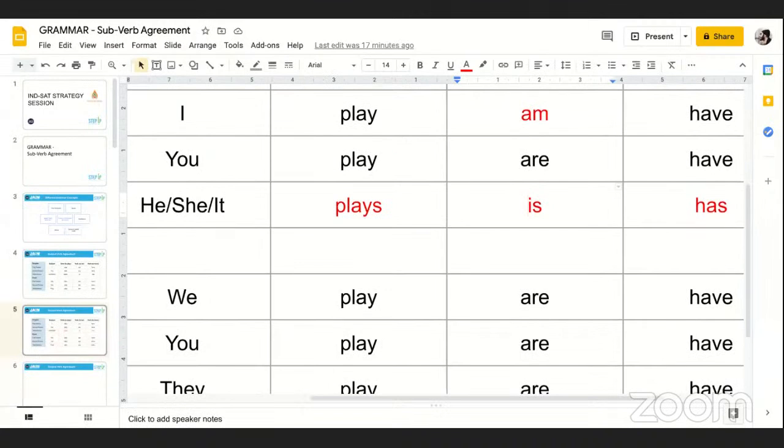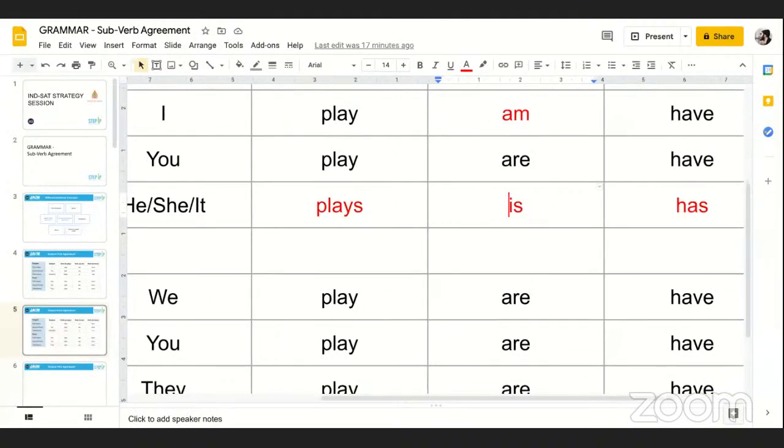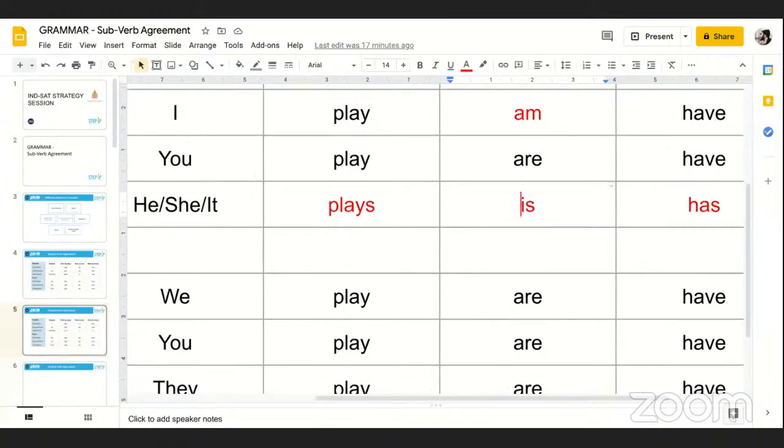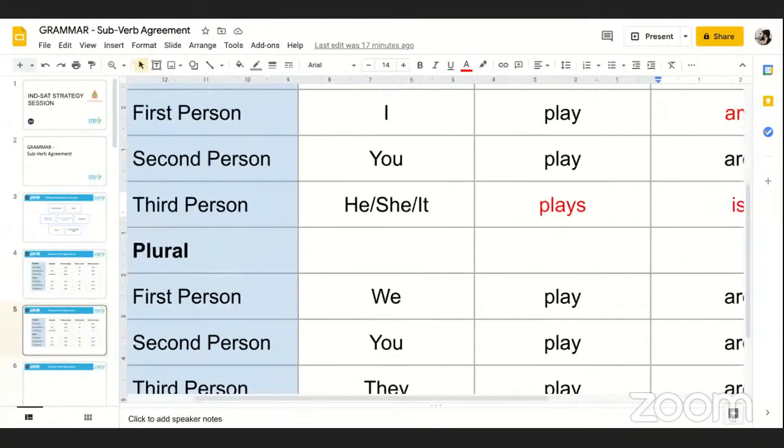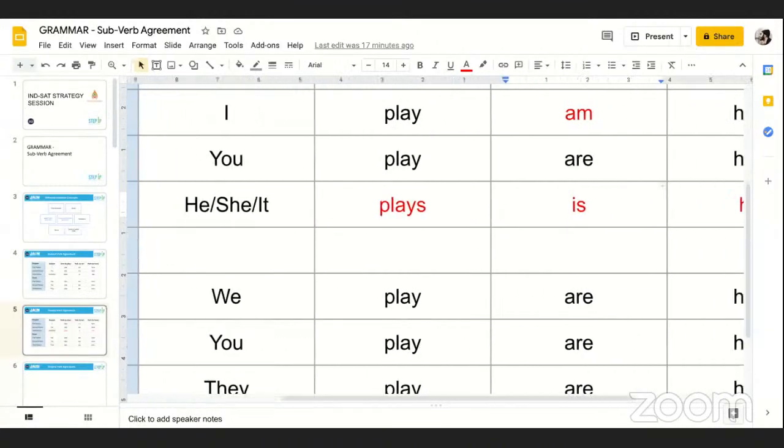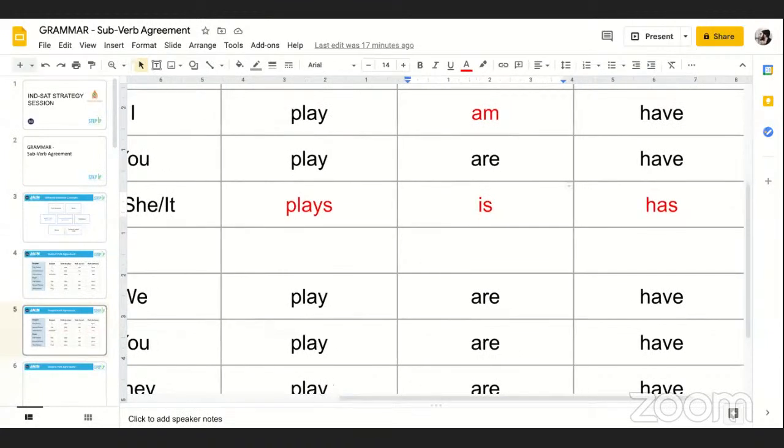Say again. Do you see the difference? Yes, sir. While all the subjects have the same verb, only he, she, or it, which is third person singular, behaves differently. So you have to be careful with this.